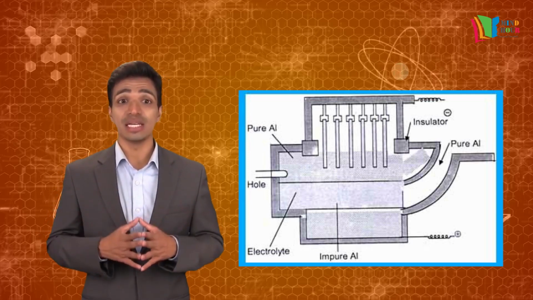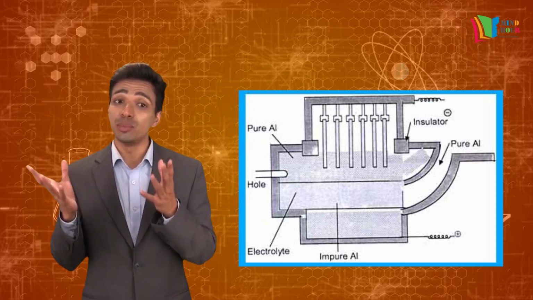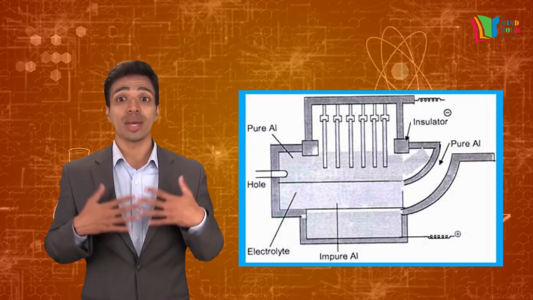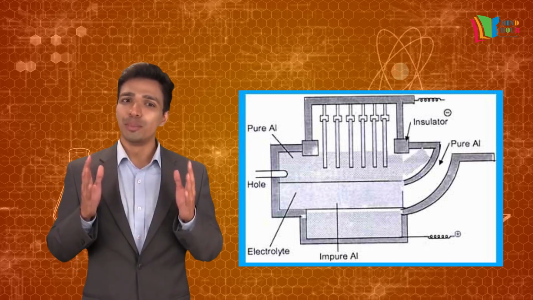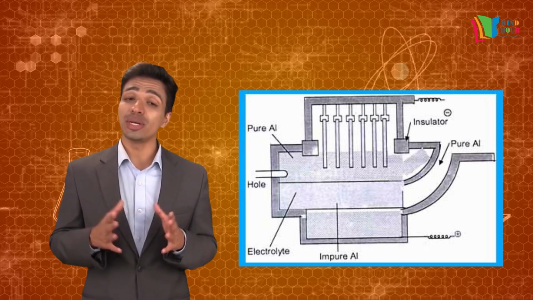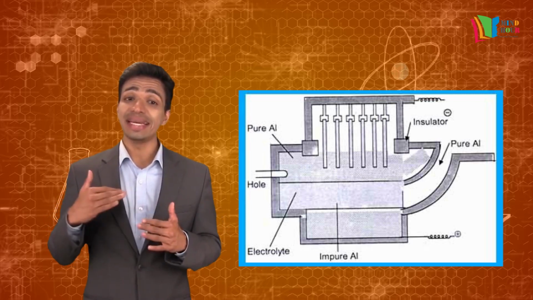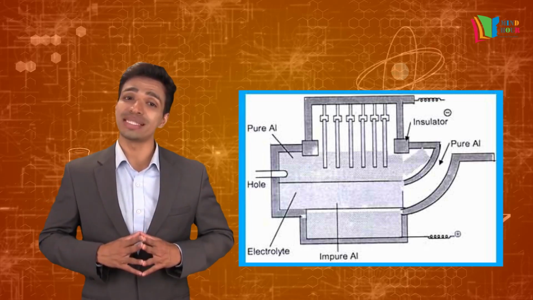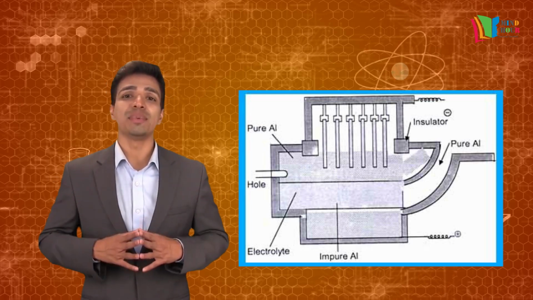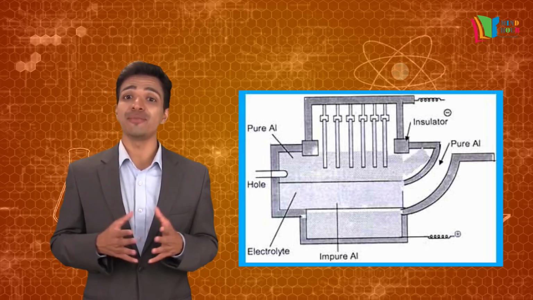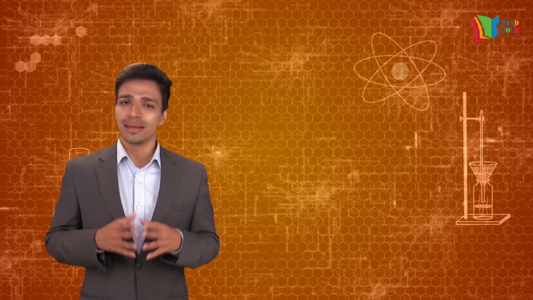When current is passed, aluminium ions from the electrolyte move towards the cathode, where they gain electrons to form pure aluminium. More aluminium ions from the impure aluminium in the bottom layer enter the middle layer to get electrons and get collected at the cathode. The bottom layer is replenished with impure aluminium at frequent intervals. Impure aluminium is refined by Hoope's process to produce 99.9% pure aluminium.